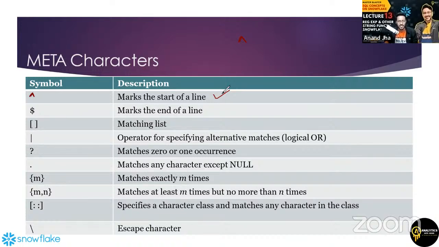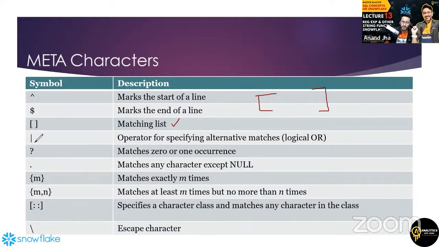So the caret marks the start of a line. Dollar marks the end of the line. This you need to learn by heart, very, very important. The start of the line is your caret, the power symbol, and the end of the line is your dollar. Next comes the matching list. What list are you trying to match? Enclose it in a square bracket, same as a list in Python if you are aware. Square bracket means list, so here also I'm checking it.